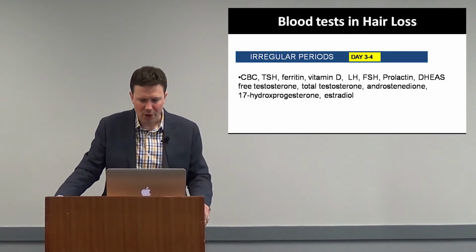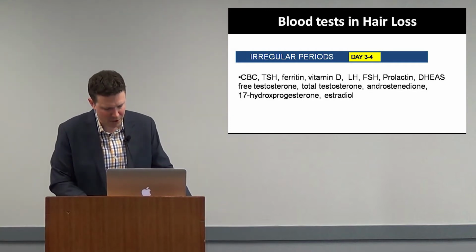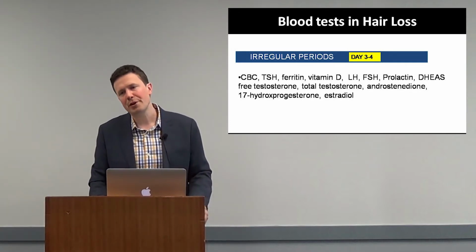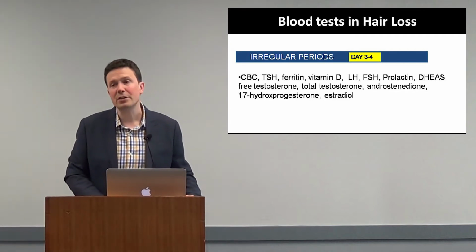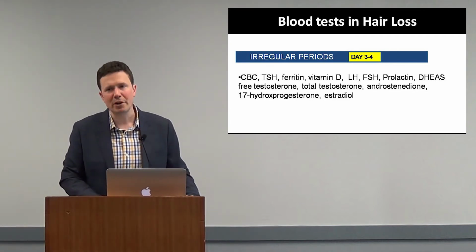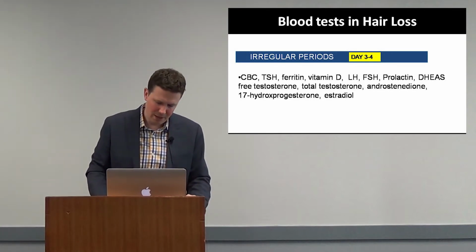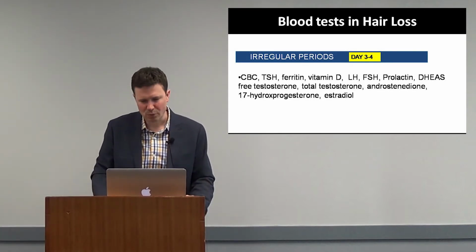These are the parameters that we often order. 17-hydroxyprogesterone is ordered on day 3-4 as well as part of the panel to evaluate for the rare congenital adrenal hyperplasia, which can very much mimic polycystic ovarian syndrome as well.